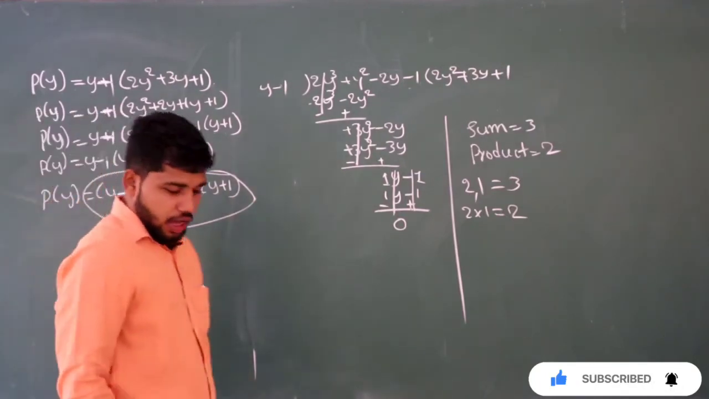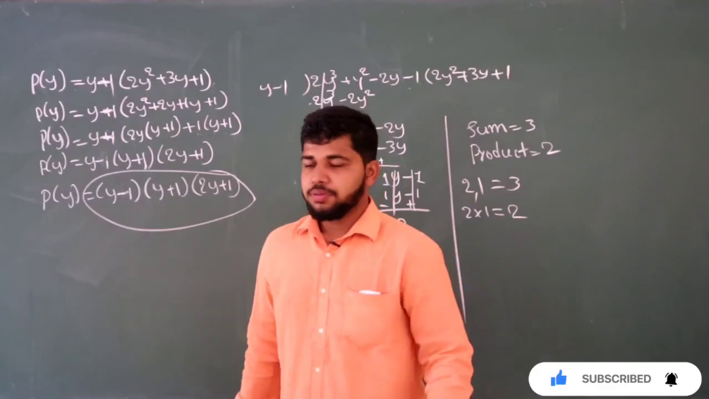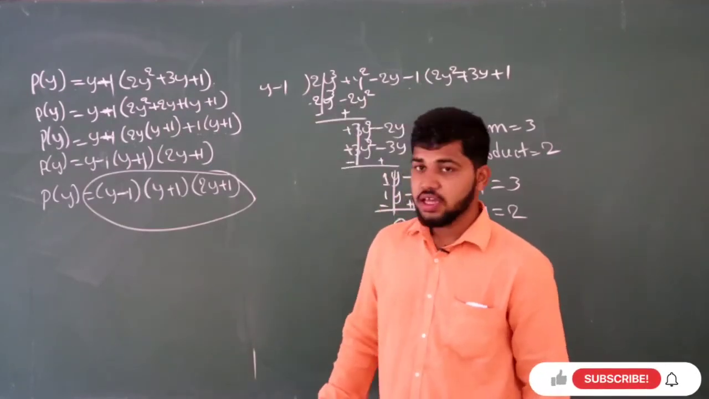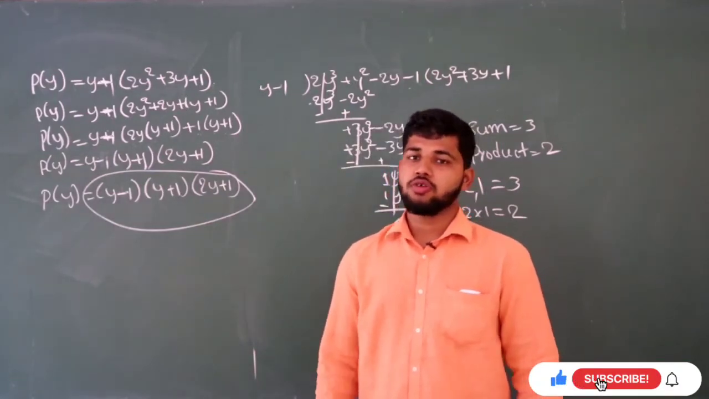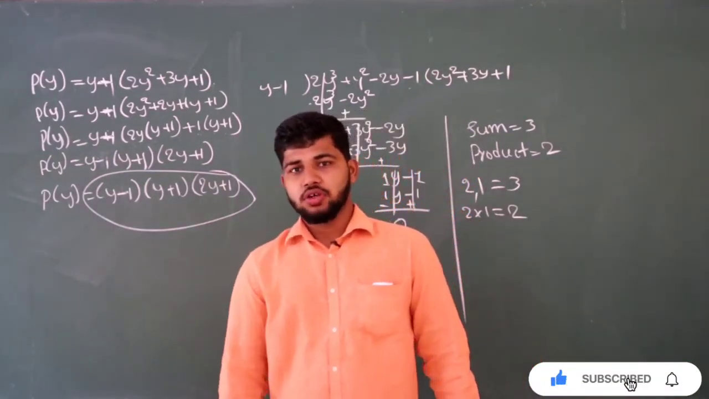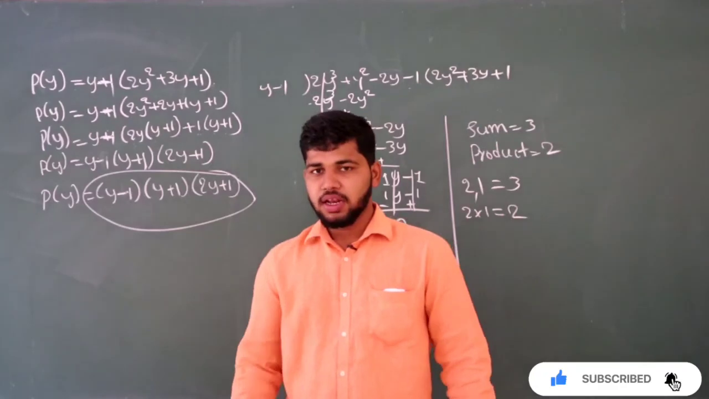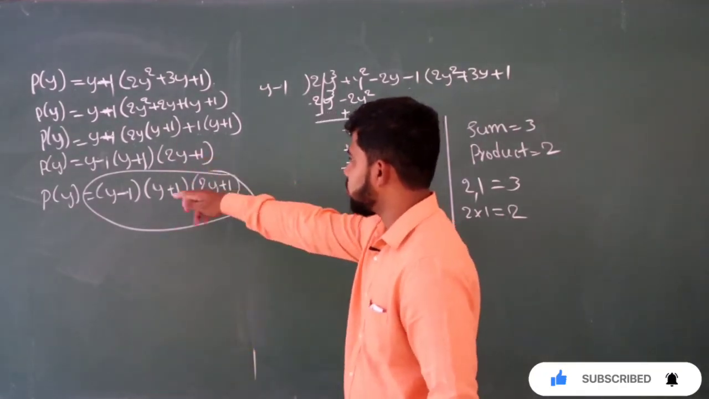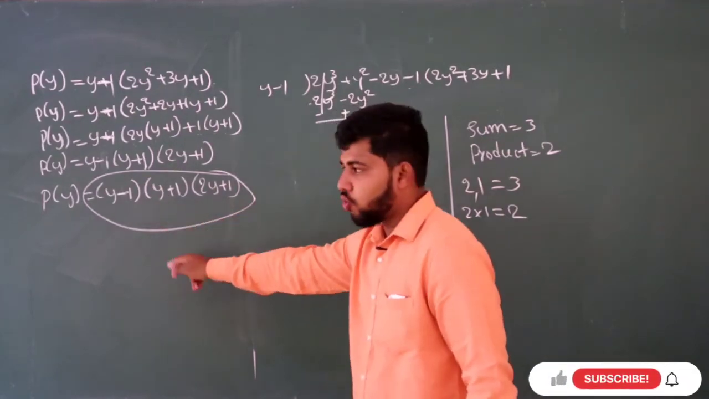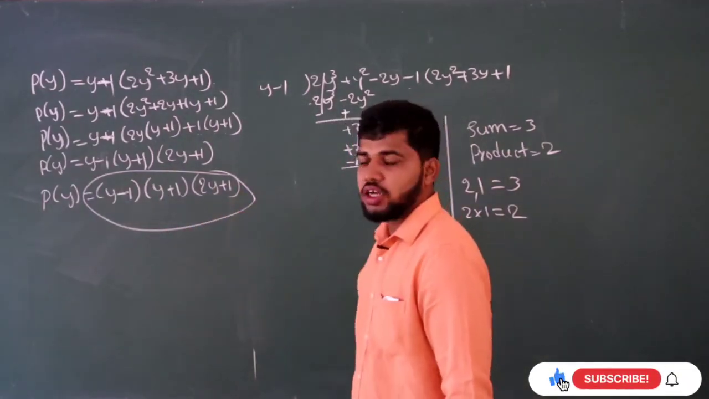Now, after you get the quotient, by the splitting the middle number method, you must get the sum equal to 3 and the product equal to 2. By using the two numbers 2 and 1, if you split the middle number, you will get 2y and 1y. Now, if you make the factors of these, you will get P of y is equal to y minus 1 and y plus 1 and 2y plus 1.